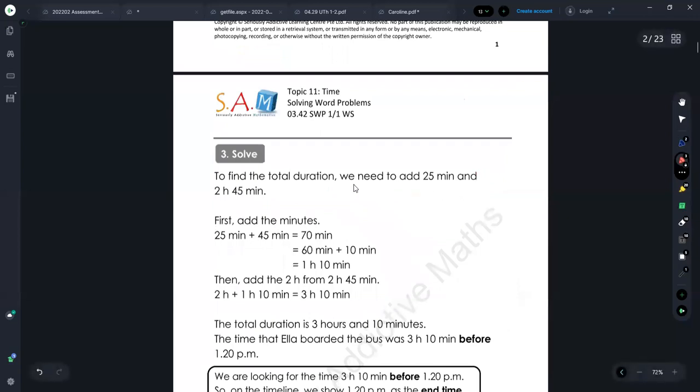One way is to convert 2 hours 45 minutes into minutes first. If some students are not very good at that, you can get them to write it out: 1 hour equals 60, 2 hours equals 120. So 2 hours 45 minutes will be 120 plus 45, which is 165 minutes. Then you add another 25, and what you get is 190 minutes.